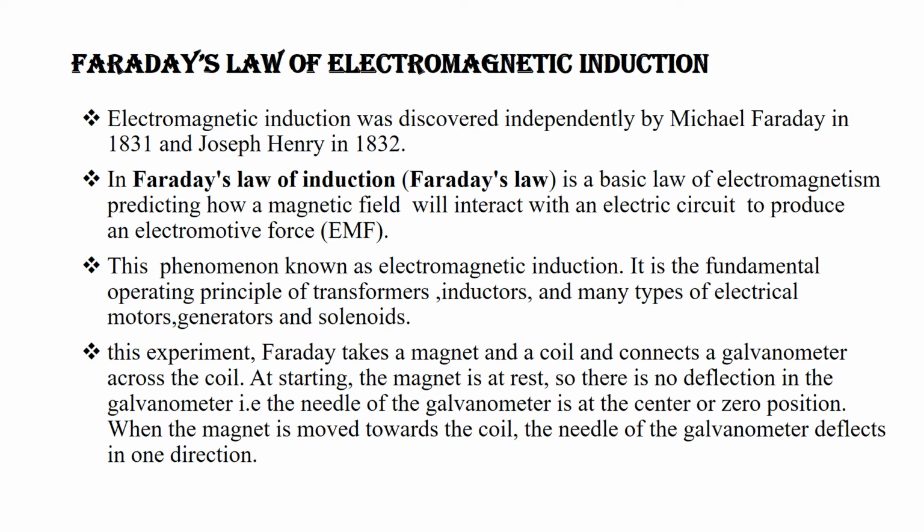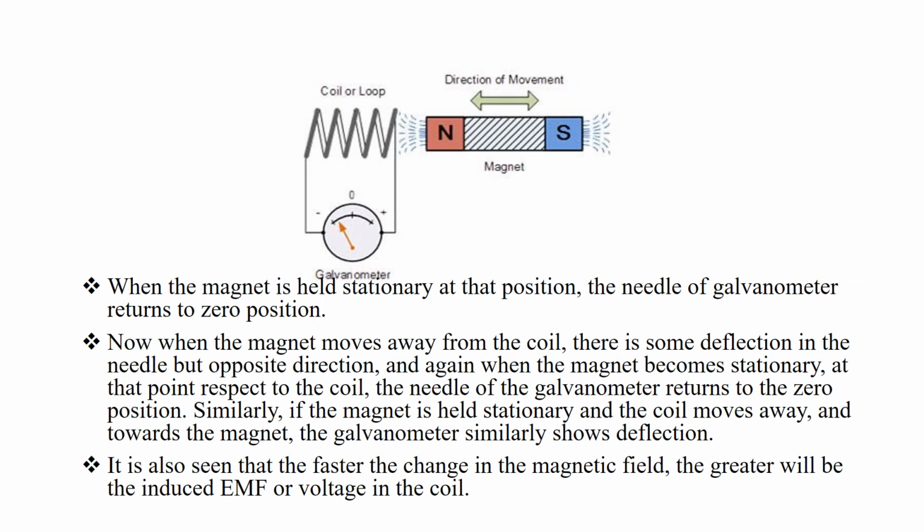In this experiment, Faraday takes a magnet and a coil and connects a galvanometer across the coil. At the start, the magnet is at rest, so there is no deflection in the galvanometer, that is, the needle of the galvanometer is at zero position. When he moves the magnet away from the coil, he finds a negative deflection. When moving the magnet nearer to the coil, he finds a positive deflection. So he immediately noticed that the faster the change in the magnetic field, the greater will be the induced EMF, or the voltage across the coil.